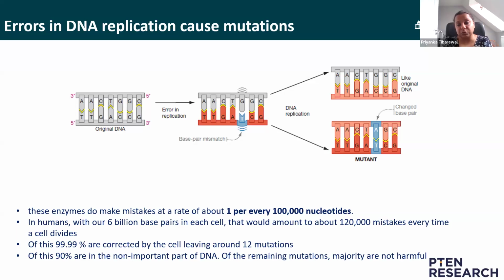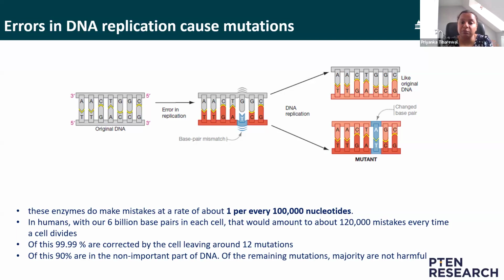But the cell also has safeguarding mechanisms. Out of this, 99.99% of the time, the cell corrects the mistake. There are these checkpoints which say, okay, there's a mistake in the DNA, this needs to be corrected immediately. So that leaves the cells with about 12 mistakes, and these mistakes are called mutations.